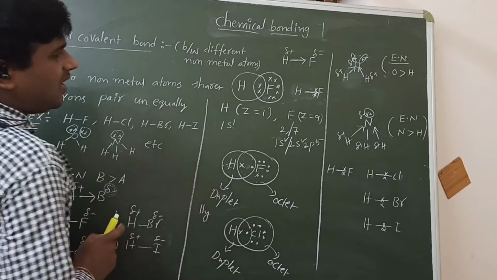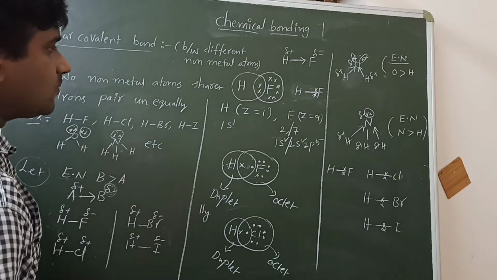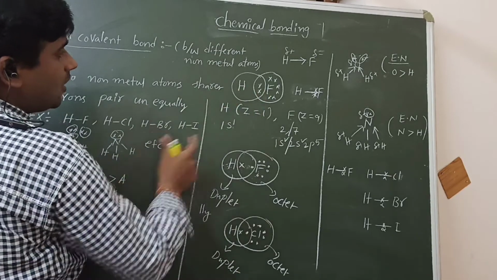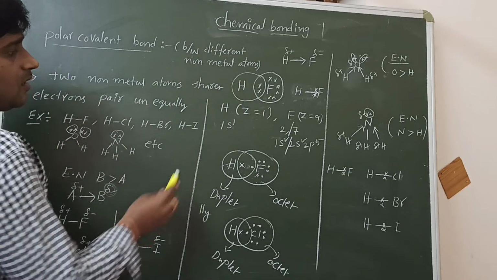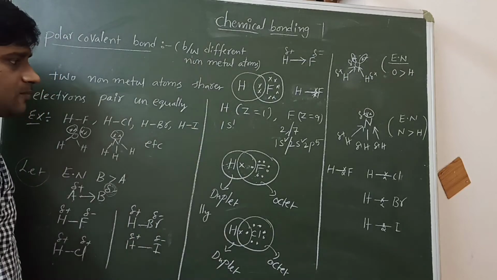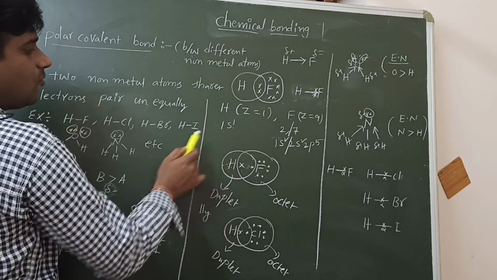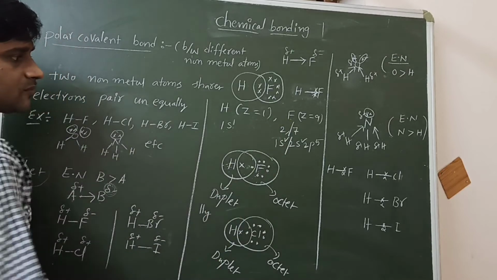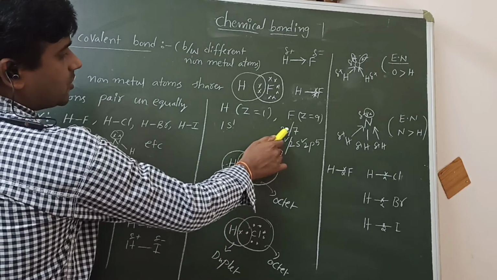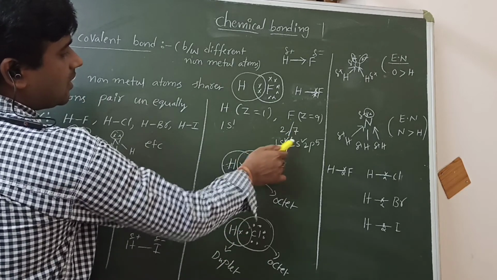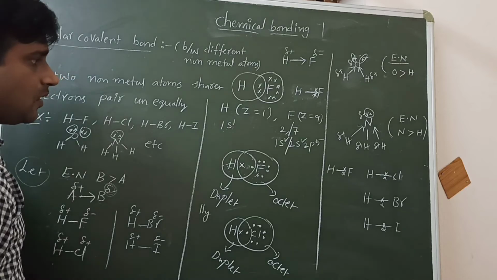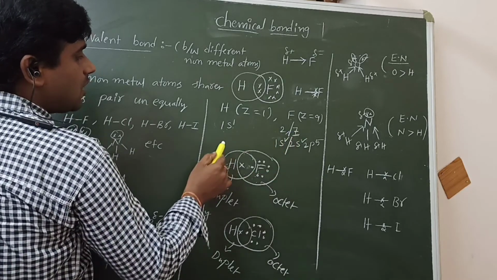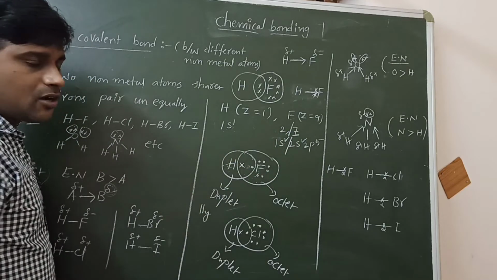Here, why does hydrogen fluoride form a polar covalent bond? Just see: the hydrogen atomic number is 1, so the electronic configuration is 1s1, and the fluorine atomic number is 9, with electronic configuration 2,7, or in another way 1s2, 2s2, 2p5. In the outermost shell of fluorine there are 7 electrons, and in hydrogen's outermost shell there is only 1 electron.